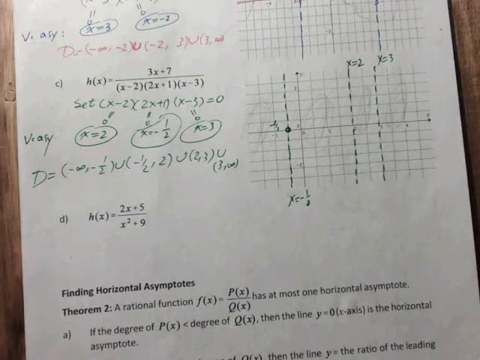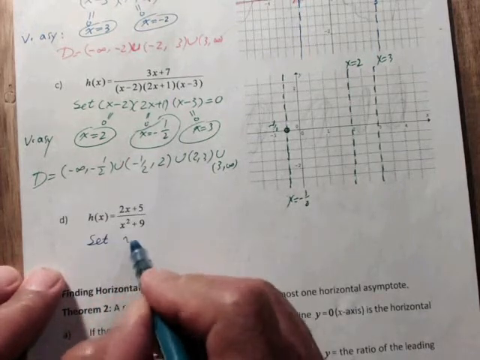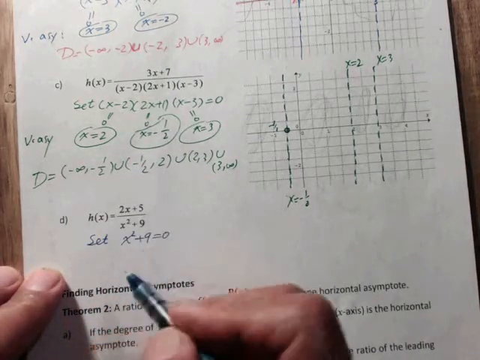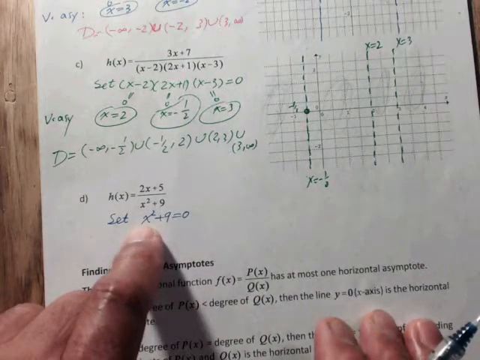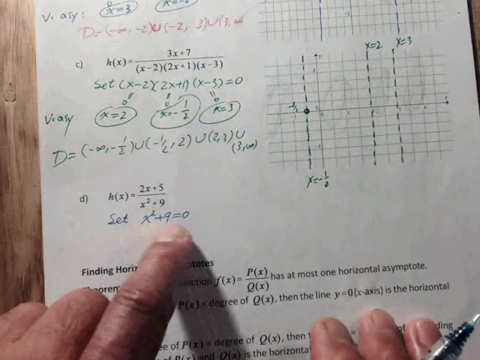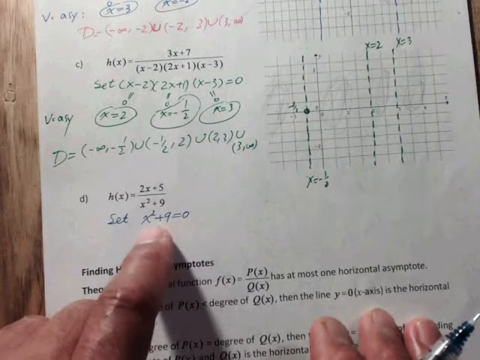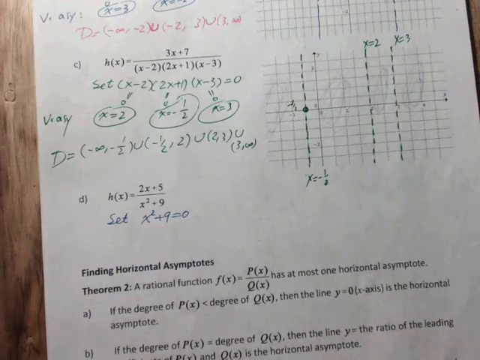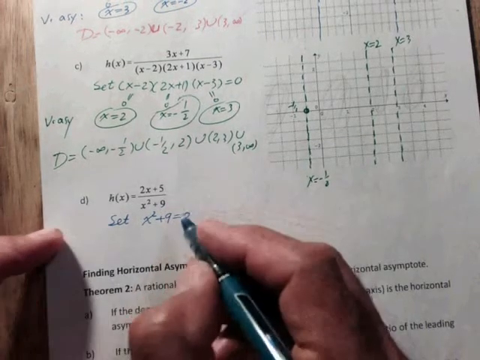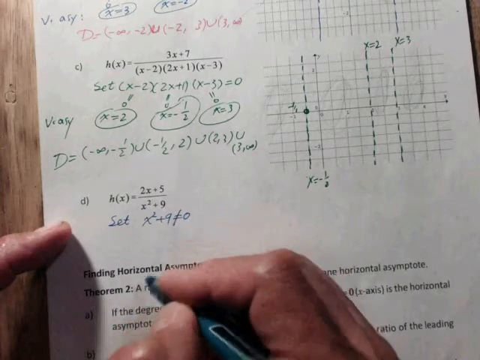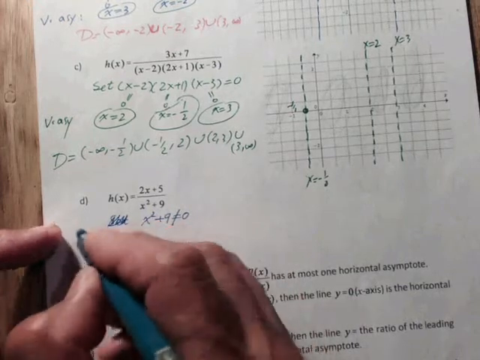The next example, you see, I set x squared plus 9 equal to 0, but it doesn't matter what x is. X squared is positive. When you add it to 9, you never get 0. In fact, if you solve this equal to 0, you get x a complex number. But with complex numbers, we don't have an asymptote. So the denominator is never 0.